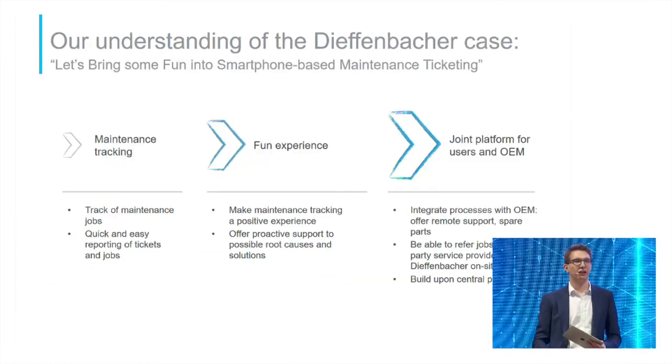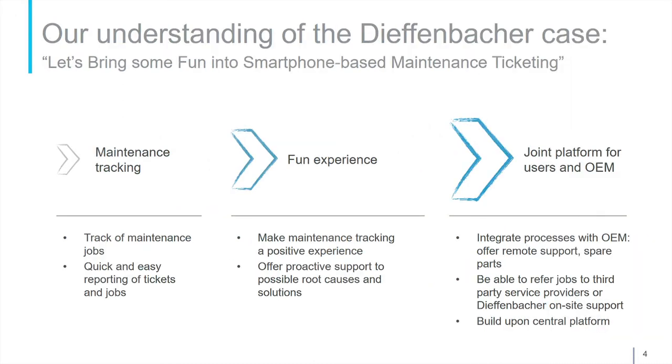So let's dig in right now at the Diefenbacher case. And first of all, I would like to start with a little introduction of how we understood the case at hand. We basically drilled it down to three parts. First of all, we understood that the case at hand requires basic maintenance tracking. So you need to be aware in a transparent way what has been done, what needs to be done, what's the history. Part one. I think so far many systems can do that.